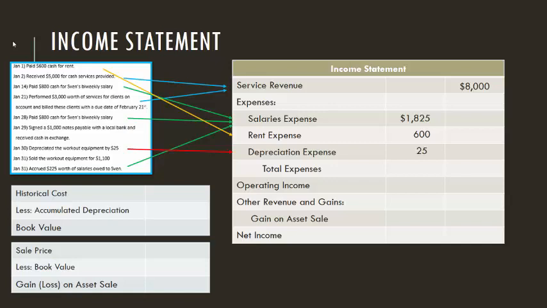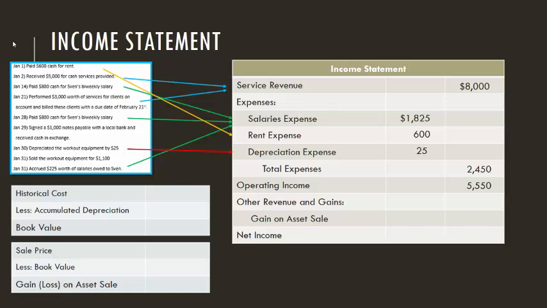So in total, we would have been recording $2,450 worth of operating expenses, which we would reduce our service revenue of $8,000 by to find operating income of $5,550. And then we would have to report any other non-operating items. In this case, it's going to be any gain that they would have on the sale of that equipment when they sold it on January 31st.